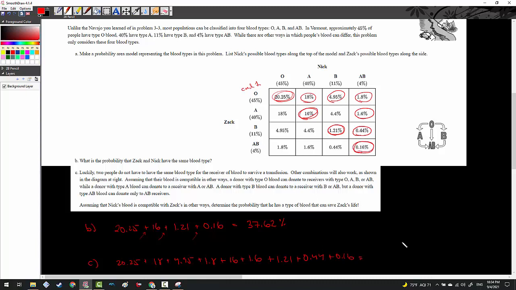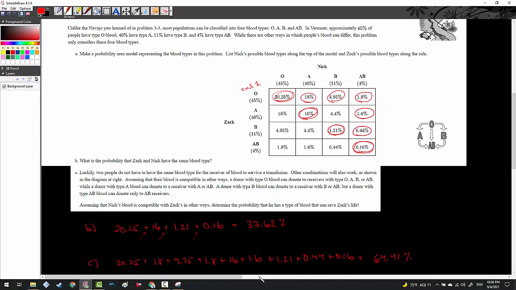So what did I do again? I added up all the red circles together because they're all separated by an "or." It could be this guy or this guy or this guy or this guy or this guy or so on. And ultimately, I'm going to add all those things together because we keep seeing this pattern, right? When "or" is used, addition seems to be the thing. So I'm going to add up all these numbers, and I'm going to get 64.41%. There's a 64.41% chance that Nick and Zach will have a blood type that will be compatible to transfuse into each other should the possibility take place.